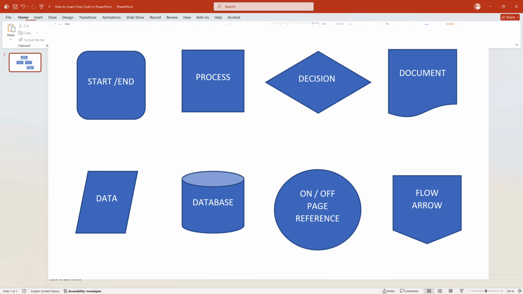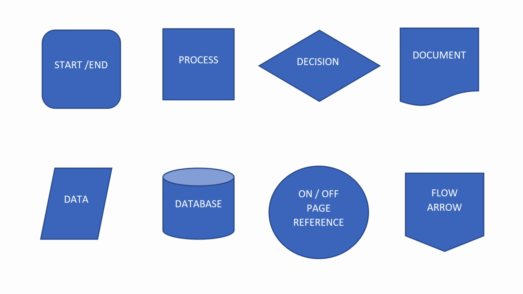When creating a flowchart, it's important to know the basic shapes and their use. These shapes are used to start and end a flowchart, and to mark a process, decision, input, document, data, database, on-page or off-page reference, and of course there's the flow arrow.